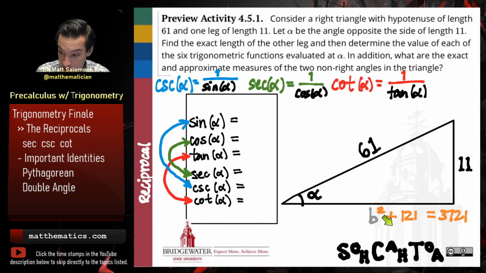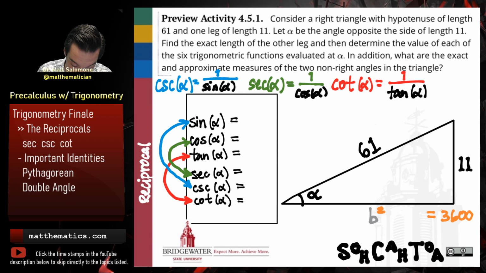And so if I'm trying to get that B by itself, my next step is going to be to unwrap it from the addition by 121 by subtracting 121 from both sides. Subtract 121 from both sides, I'm going to get 3,600 on the right-hand side. And oh, look at that. That's a number that actually has a pretty friendly square root.